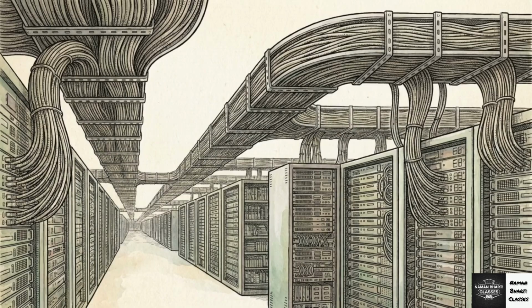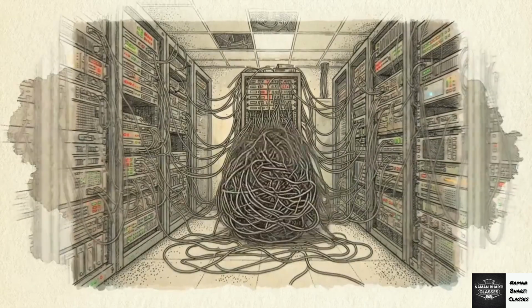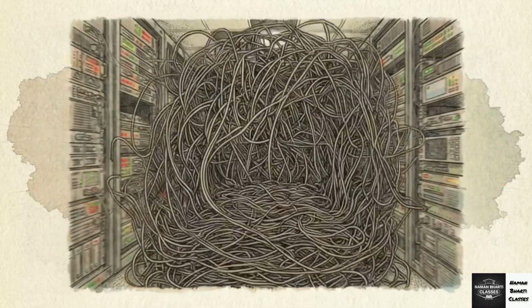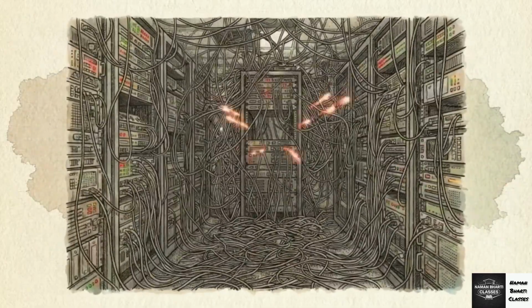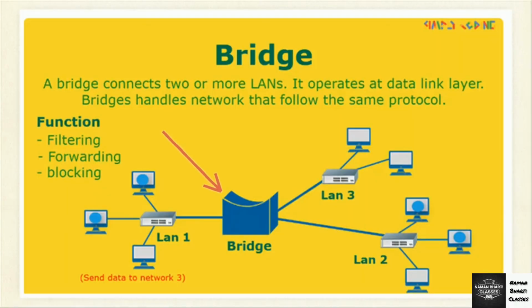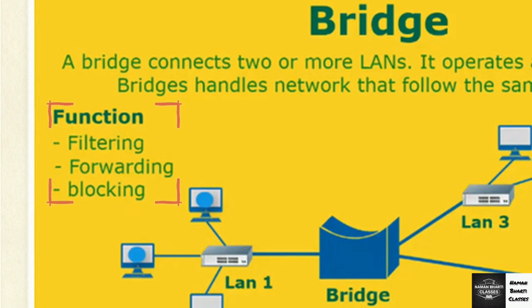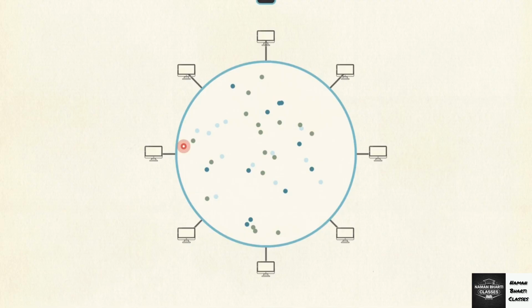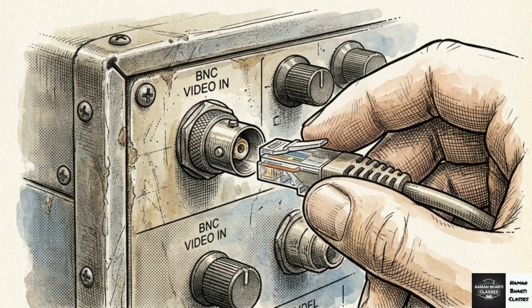Sometimes your problem isn't physical distance, but traffic volume. A single local area network can grow so large that it becomes overwhelmed by its own internal chatter. This graphic maps out a bridge. Operating at the data link layer, it sits between different network segments and decides whether to filter, forward, or block traffic from crossing over. By successfully isolating that traffic, a bridge drastically reduces overall network load. But there is a strict limitation. It only works if every segment it connects is following the exact same protocol.